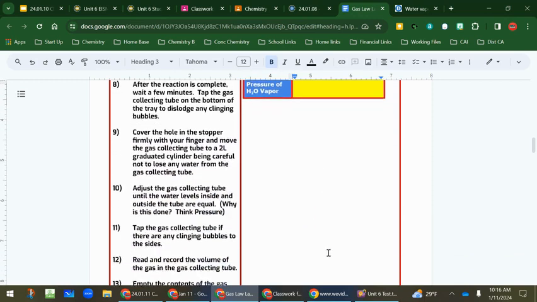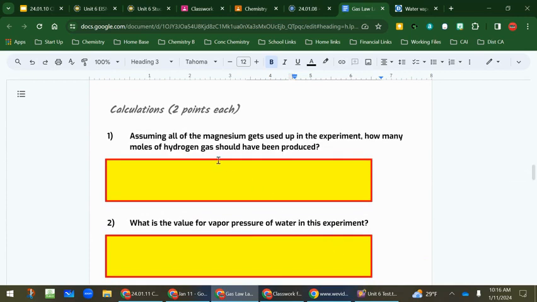Now, when we come down here, assuming that all of the magnesium gets used up in the experiment, how many moles of hydrogen gas should have been produced? Take the mass of magnesium and convert it into moles. Take the mass, convert it into moles. That's how we know how much hydrogen gas should have been created. They should be equal. You need to show me your work, and you need to put it in that box. And you have done converting from grams to moles hundreds of times. I shouldn't have to tell you how to do it.